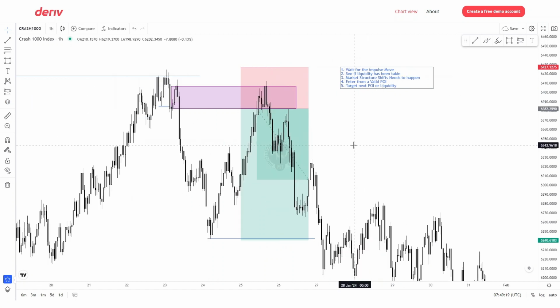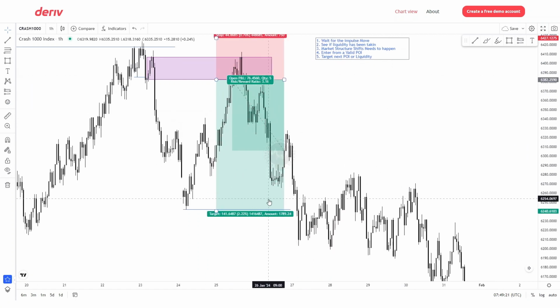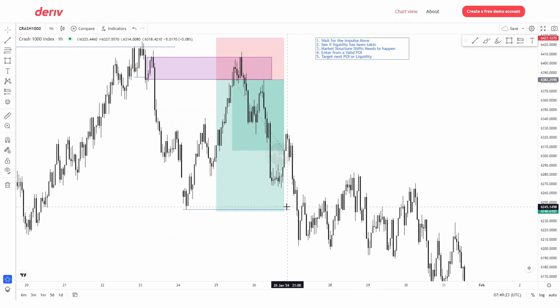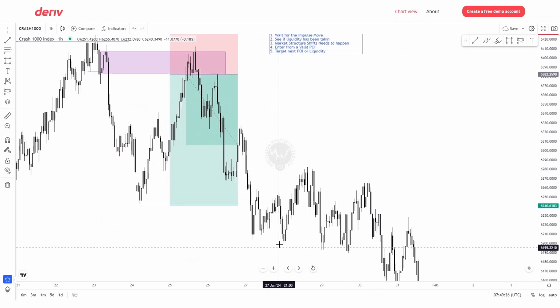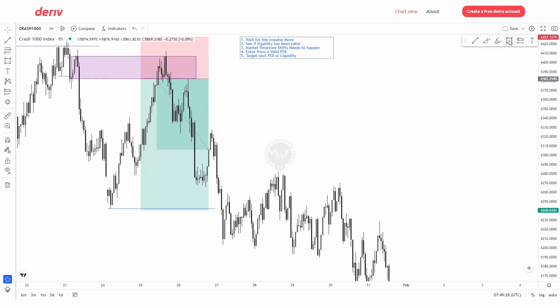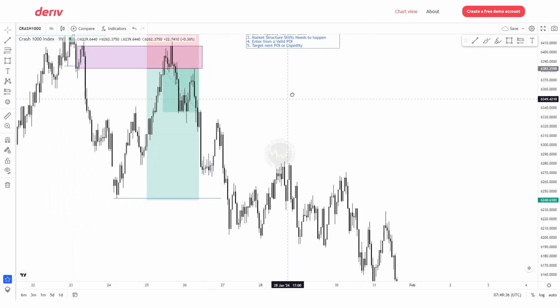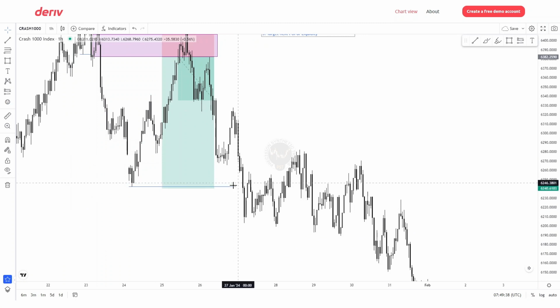Now let's see what's happening. Okay, so price broke the structure here. We have an order block and a fair value gap there. Now you need to look at it this way. All right, we broke this low, right? Did it get broken by a big impulse move? Yes, it did. Where did this impulse move react from? This order block here.